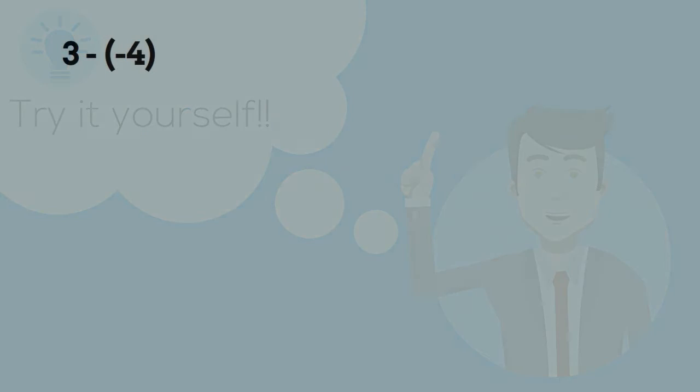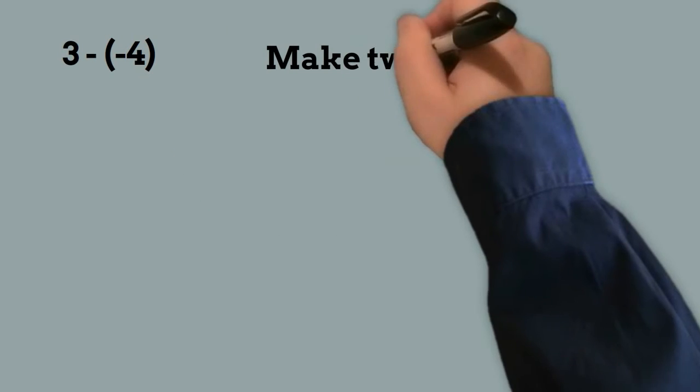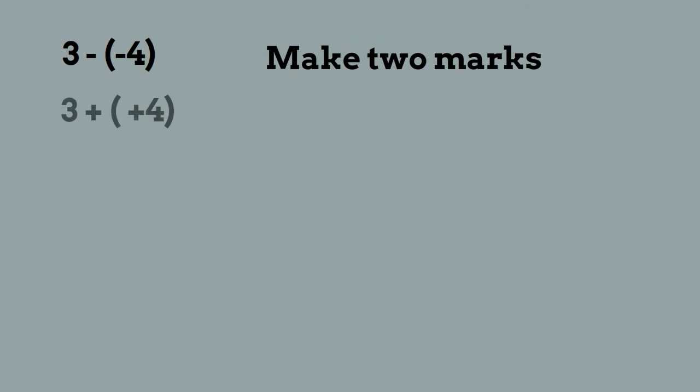When subtracting integers, an easy way to avoid confusion is to make two marks. The first mark changes the subtraction to addition, and the second mark changes the negative 4 to a positive 4. And then you just add like you normally would.